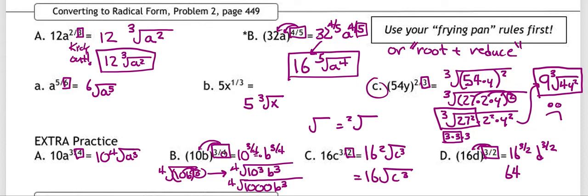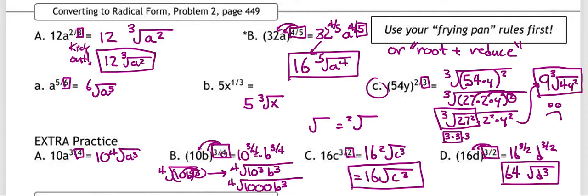Okay, and then D to the 3 halves, well, let's write a radical sign. Kick the 2 out. So again, you could write the 2 there, but you don't have to. D3. There you go. So there's that guy, there's that guy. So just a little bit of difference there, friends. When you have brackets around the group or not around the group, things change just a little bit.